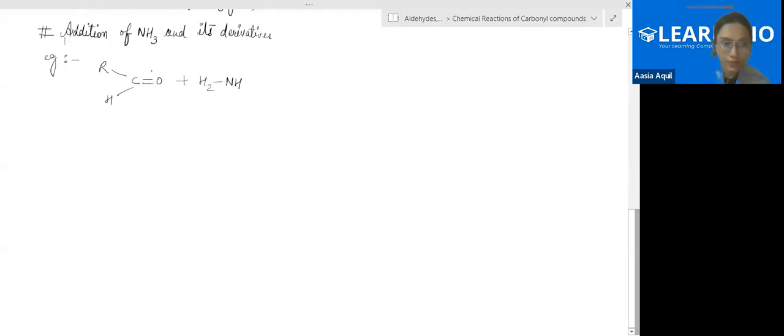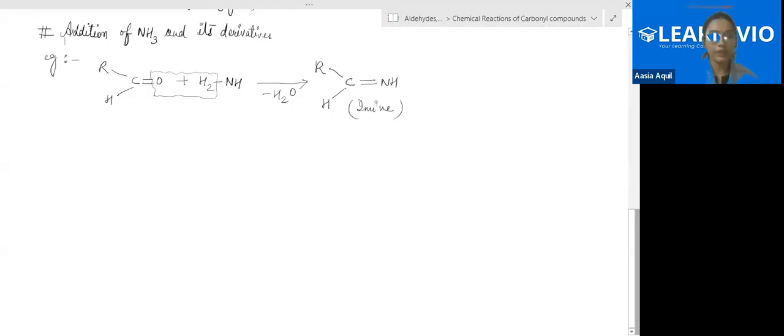Why? Because we have to remove water. Minus H2O, dehydration will occur, and again here the imine will be formed. This is imine. Okay.